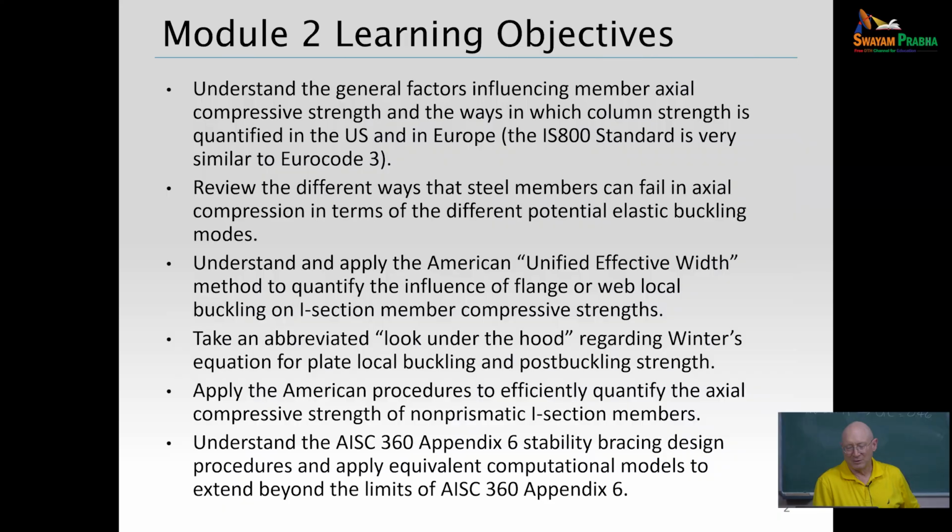Kind of learning objectives for Module 2. So understanding the general factors that influence member axial compressive strength, and then how we are quantifying that in different parts of the world. I can see that the Indian standard is based very closely on the Eurocode column strength curves, and so I'll have some things where we can look at the European curves a little bit.